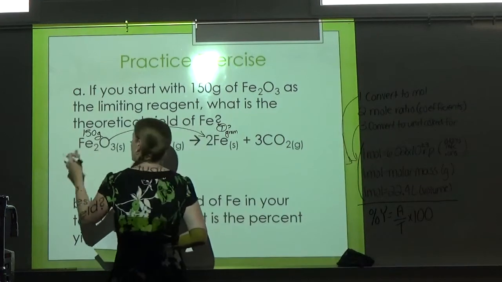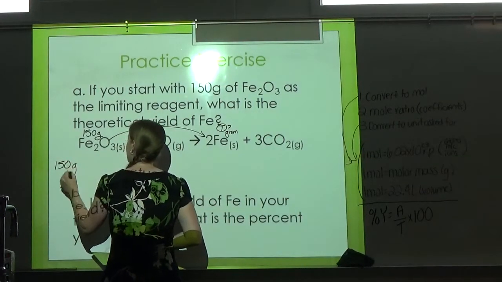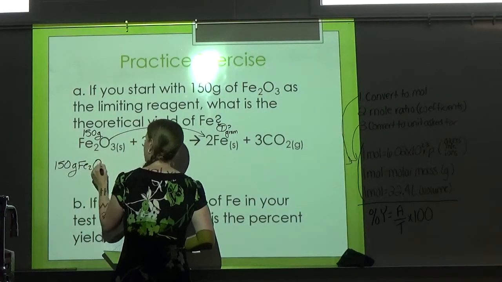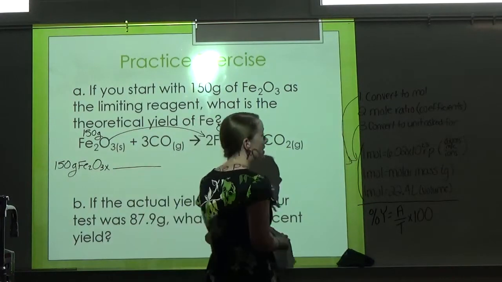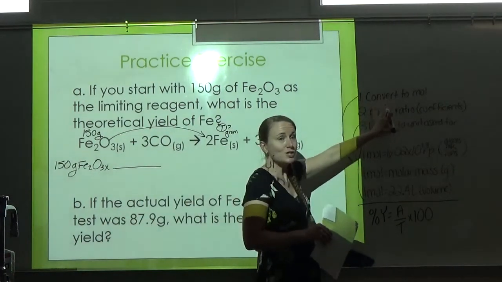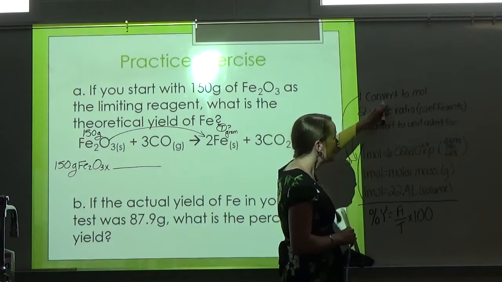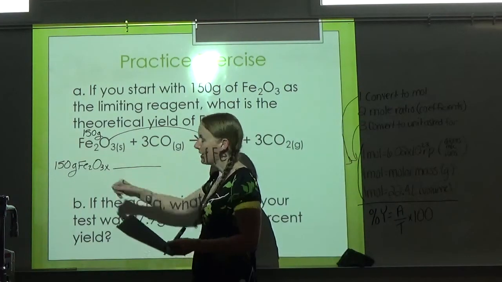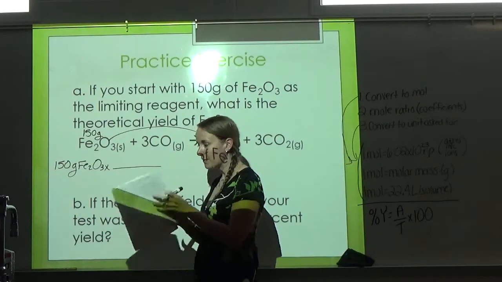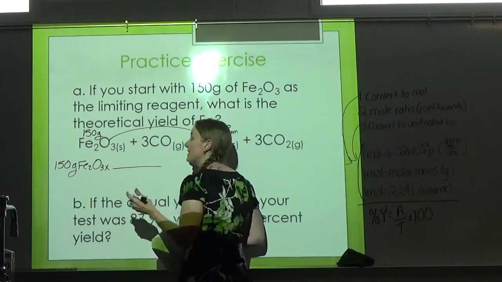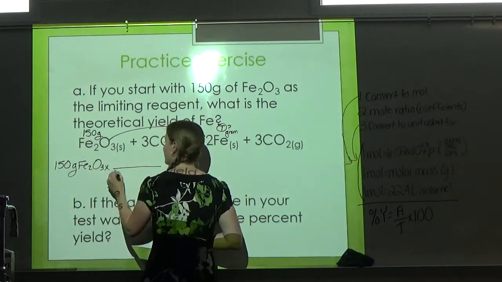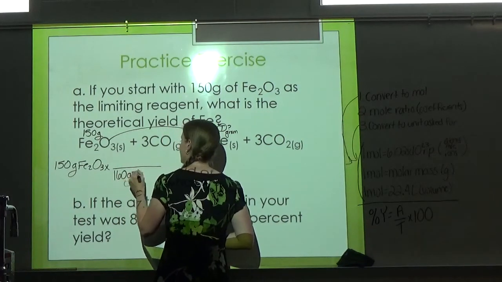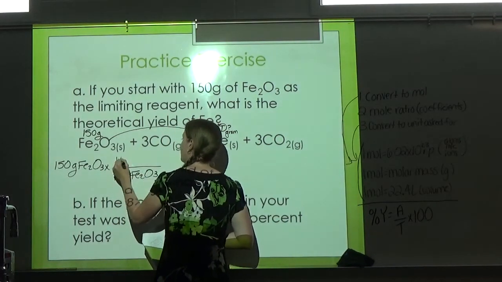So we're going to start with our 150 grams of Fe2O3. And so step 1, hopefully you have this burned in your mind at this point. Step 1 is convert to moles. Since I have grams, I'm going to use molar mass. So Fe2O3, when you add that up off the periodic table, you're going to get about 160 grams per mole. So since I have grams on top, I'm going to put my 160 grams on bottom and my 1 mole on top.